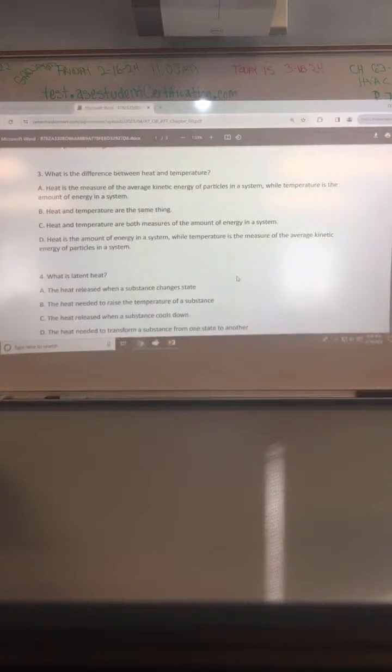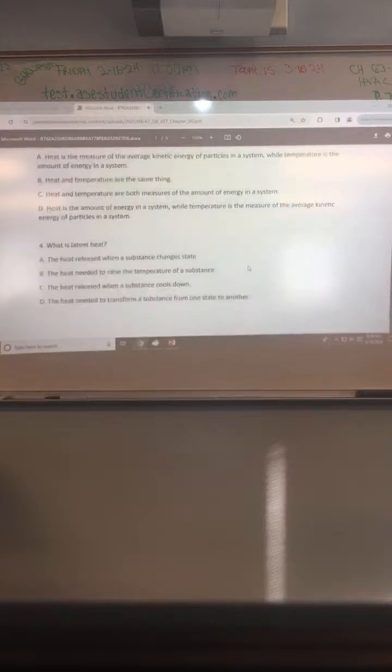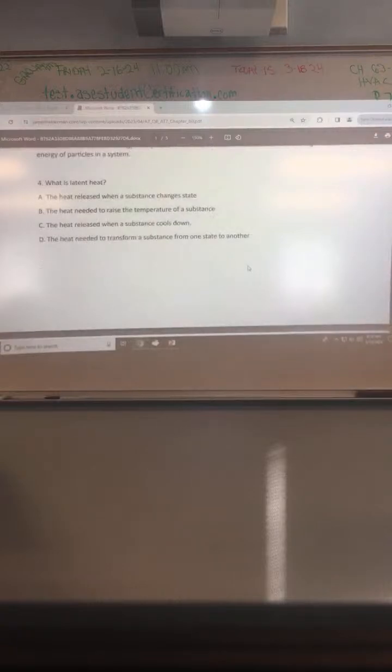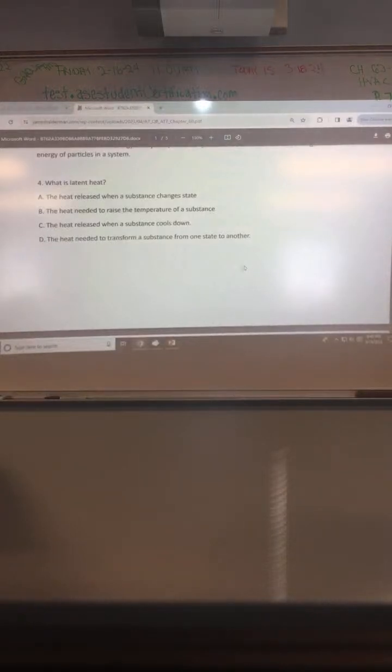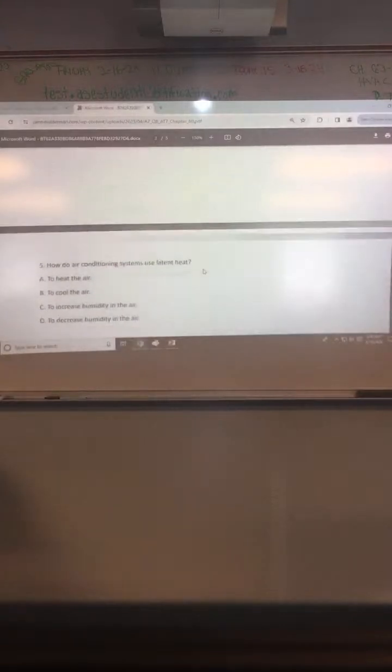Number 3. What is the difference between heat and temperature? D. Heat is the amount of energy in the system, while temperature is measured over average kinetic energy of particles in the system. So, yeah, we're good. Number 4, what is the 928 D? The heat needed to transform a substance from one state to another.